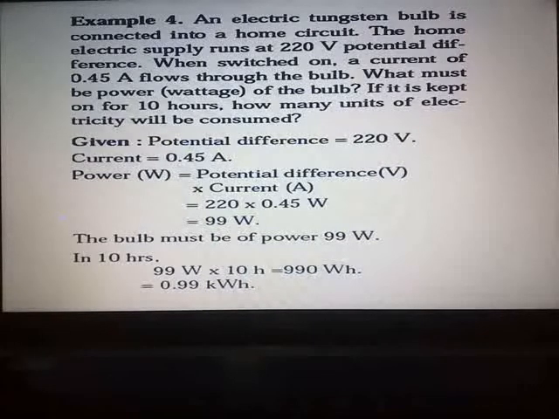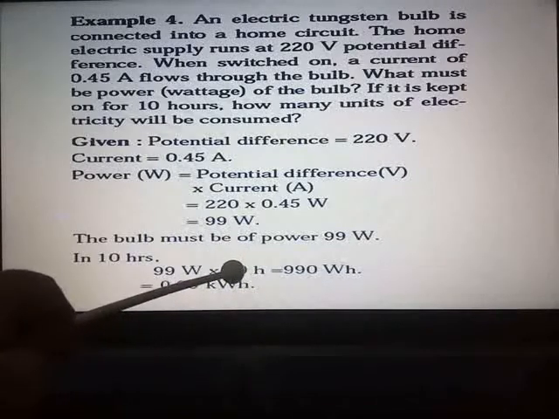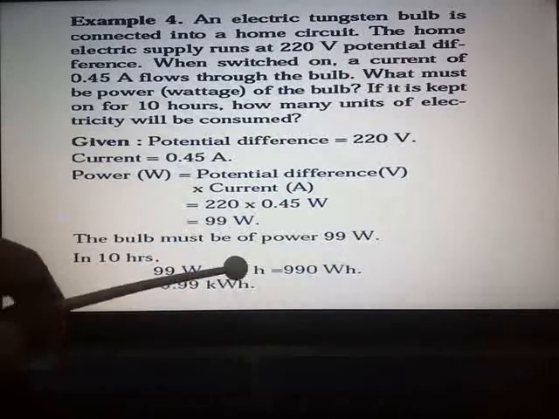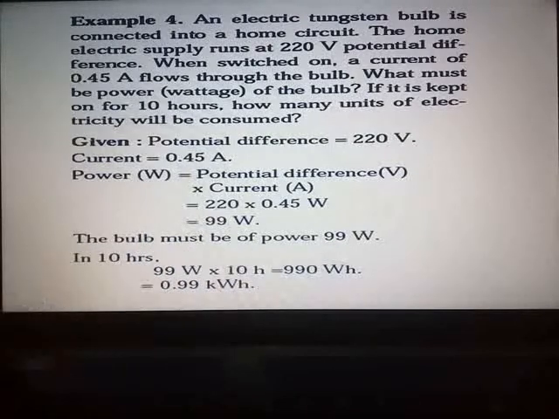Now if this is kept on for 10 hours, time is 10 hours. So 99 watt multiplied by time, power multiplied by time, comes out to 990 watt hour, or if you divide by 1000, 0.99 kilowatt hour. Last year you studied kilowatt hours under the topic of power in chapter number 2. So 0.99 kilowatt hour will be the amount of electricity consumed in 10 hours. With this, we complete the discussion of solved examples for the first topic.